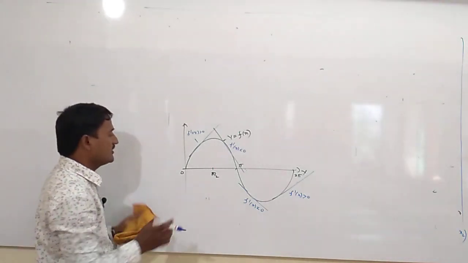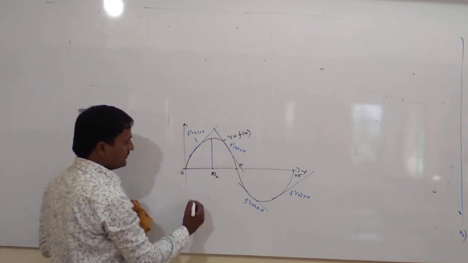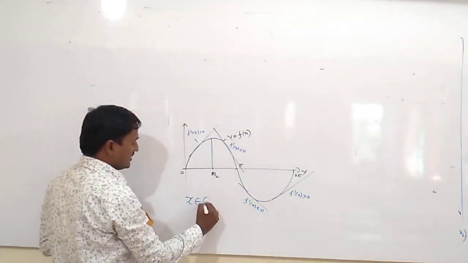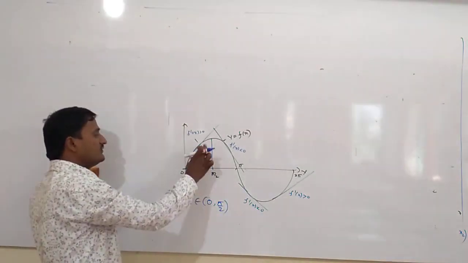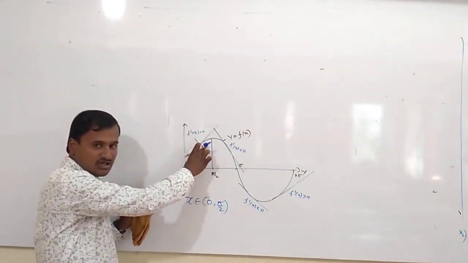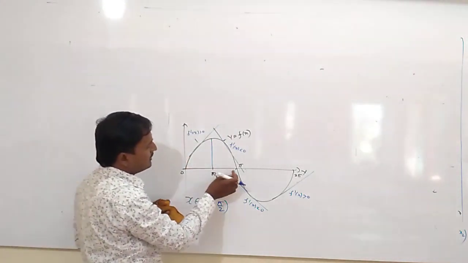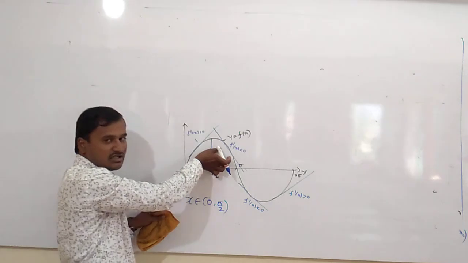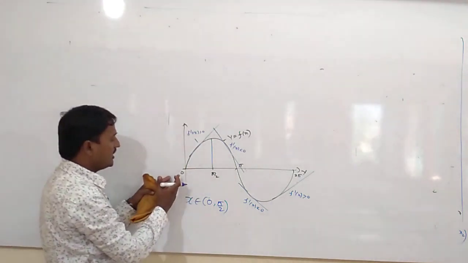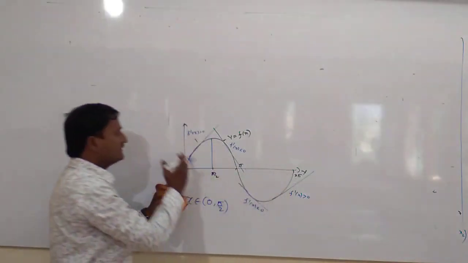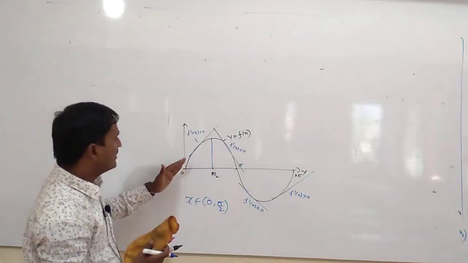But if you take x belonging to the interval 0 to pi by 2, then in this interval we will say that the given function is strictly increasing. If you take the interval pi by 2 to pi, again we will say that the given function is strictly decreasing. But if you take from 0 to 2 pi, then the sign of f dash of x is not the same.